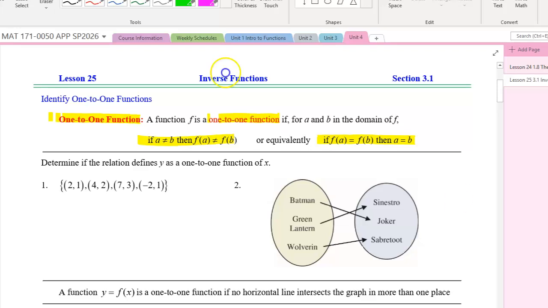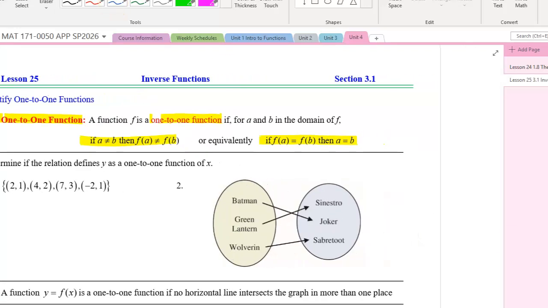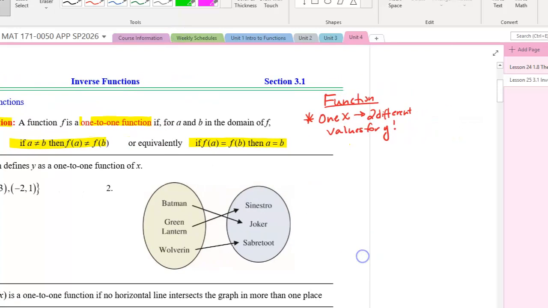Now that may not make a lot of sense to you, but maybe we can relate it to being a function. So remember, for a relationship to be a function, one x cannot yield two different y's. And remember, we had the vertical line test to test for whether a relationship was a function. So that's the vertical line test abbreviation there.